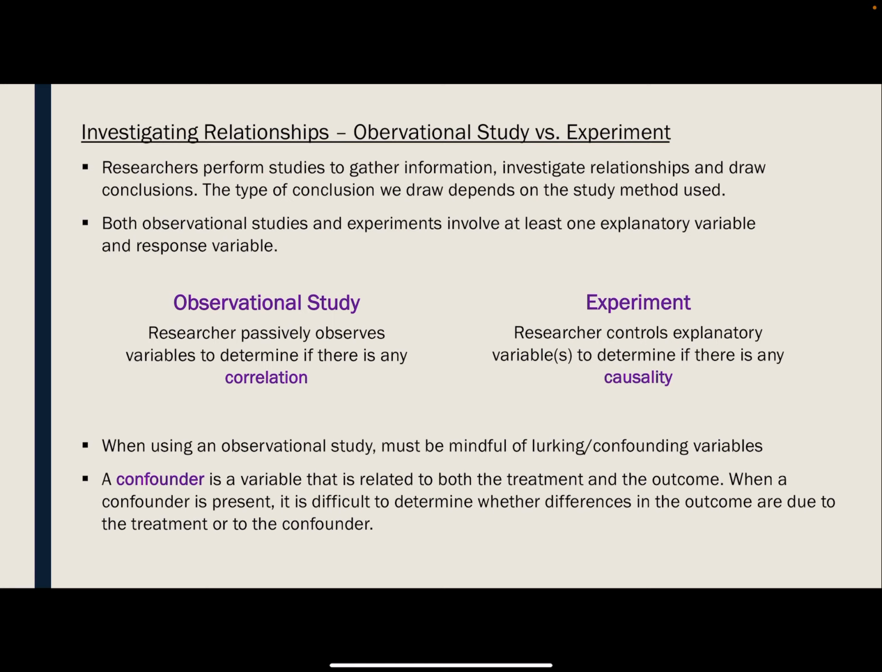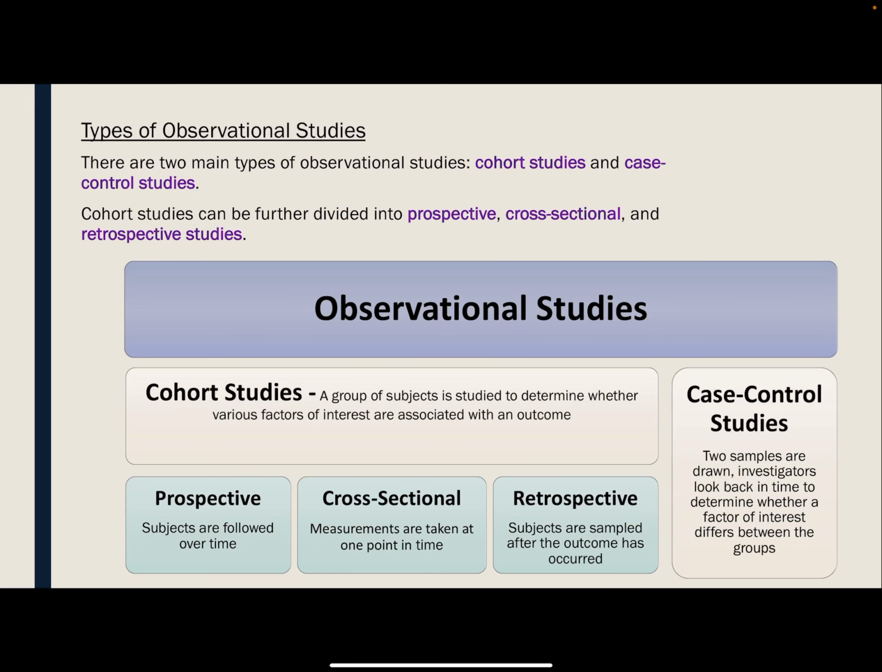It's really important as you're reading your textbook that you notice the difference between these two and that you pay attention to the difference between correlation and causality. So there are different types of observational studies. The first classification is the difference between cohort studies and case control studies. And then under cohort studies, we have prospective studies, cross-sectional studies, and retrospective studies.